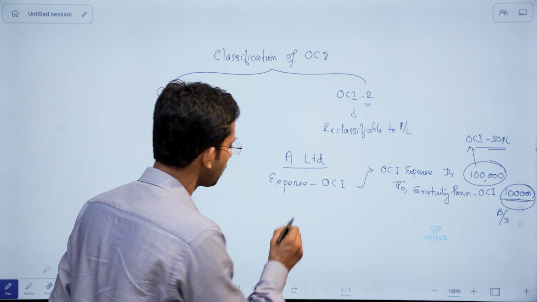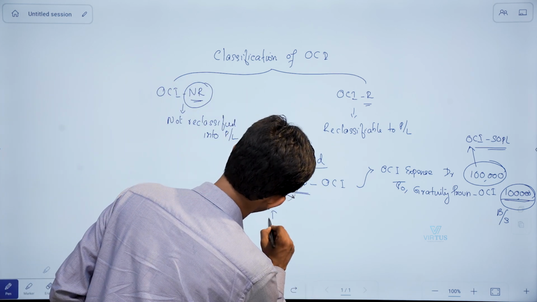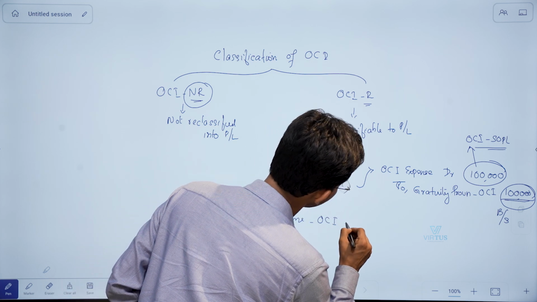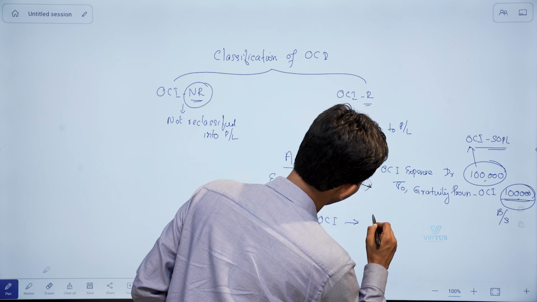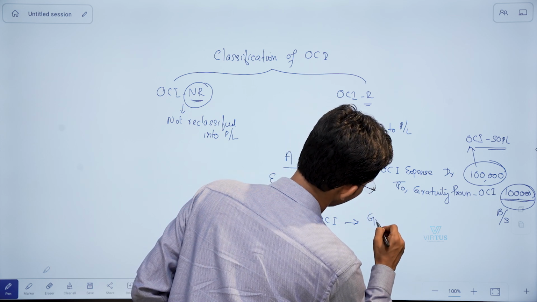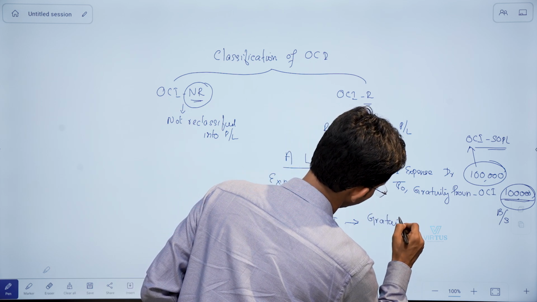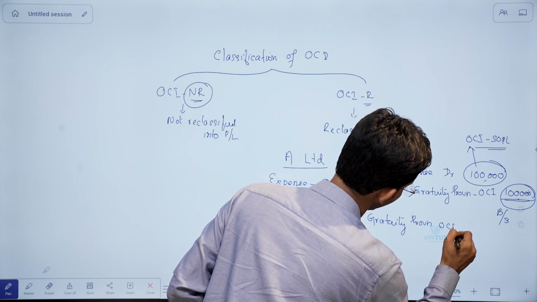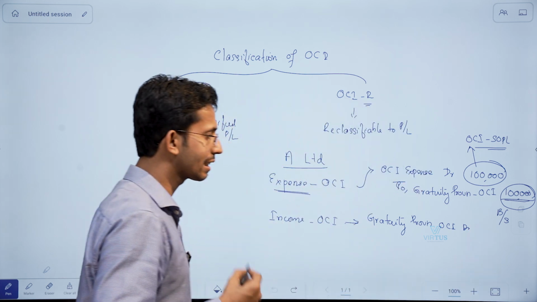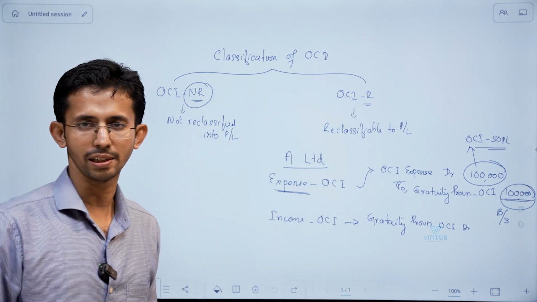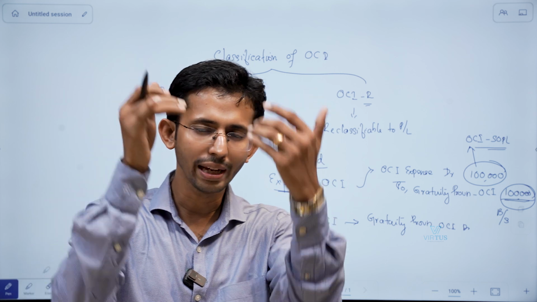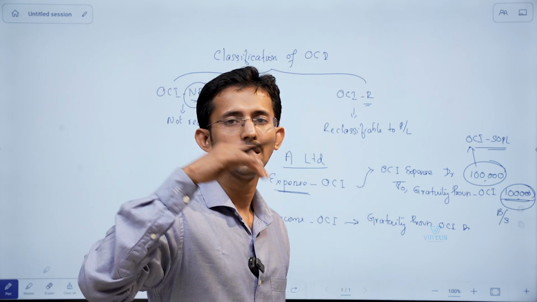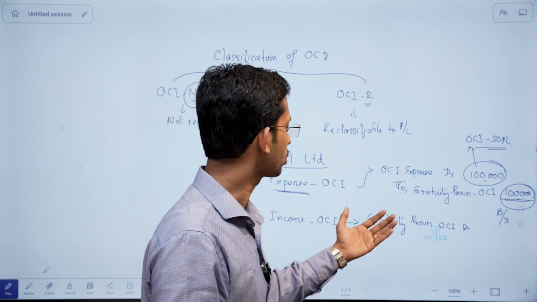Now the same thing, suppose it is an income, OCI income. Let's say what will be the entry? The entry will be, let's take it as gratuity provision, debit. You should not get surprised why I am debiting gratuity provision. Gratuity provision as such can have various components, and one of the components in gratuity provision as per your index is actuarial gains.